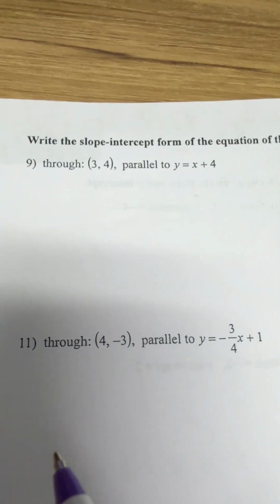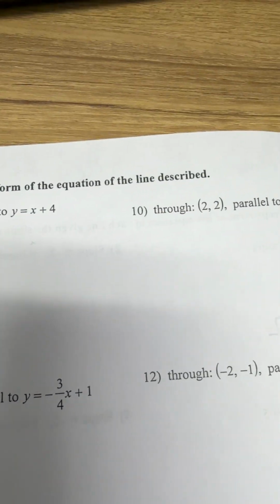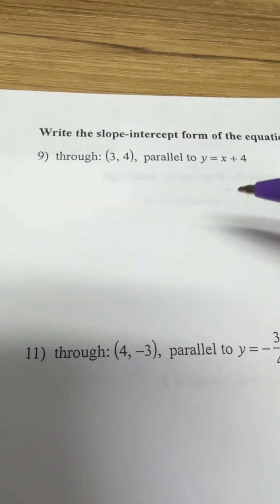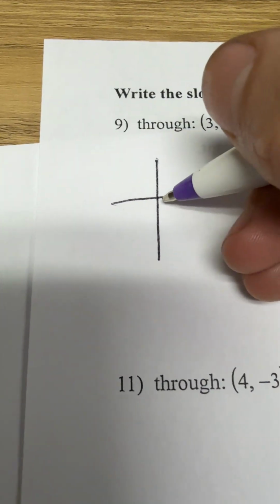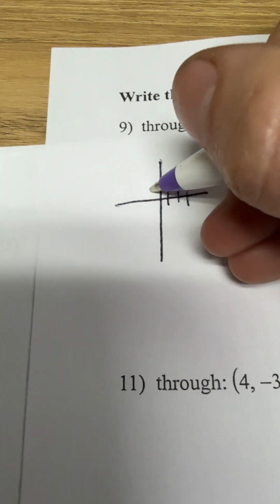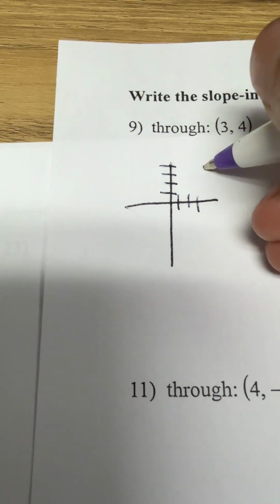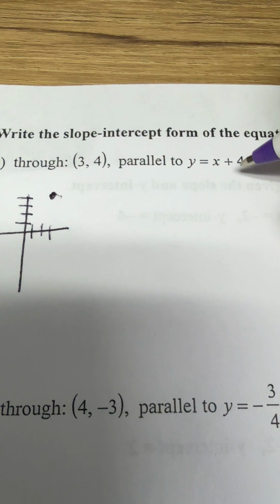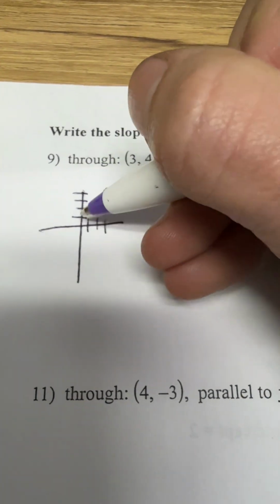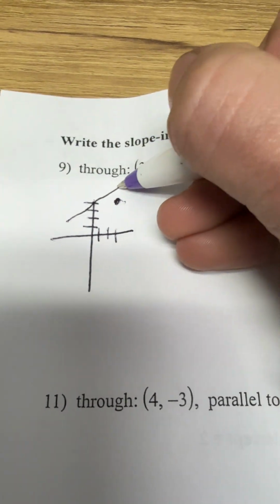All right, page 2 says write the slope-intercept form of an equation of the line described. So if I am parallel to this line and I have to go through this point, let me draw a picture of this. This is saying that I have the point 3, 4, 1, 2, 3, 1, 2, 3, 4, and I'm also parallel to the line x plus 4.